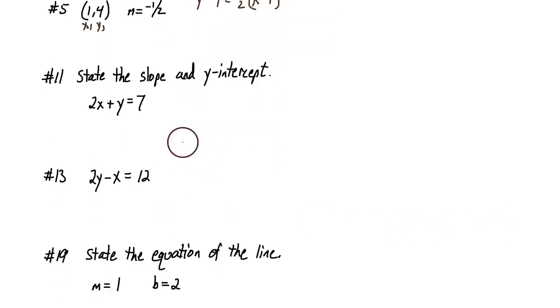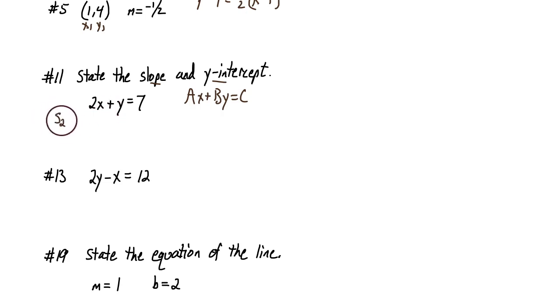Number 11, we're given an equation and asked to find the slope and to find the y-intercept. The equation that we're given is in a certain format that fits the pattern ax plus by equals c, where in our equation the value of the a is 2, the value of the b is 1, and the value of the c is 7. We know from a previous lesson that if we change this form into slope-intercept form, it'll be simpler to find the slope and the y-intercept.